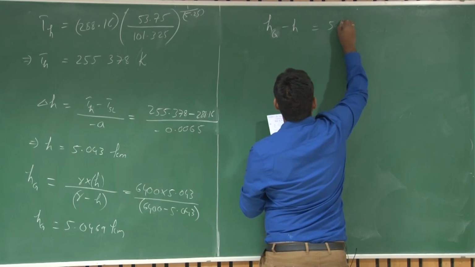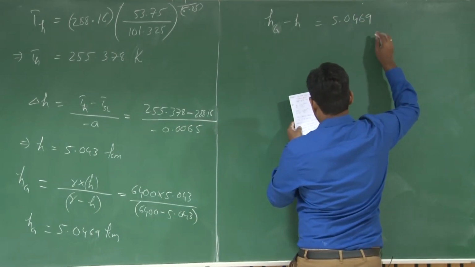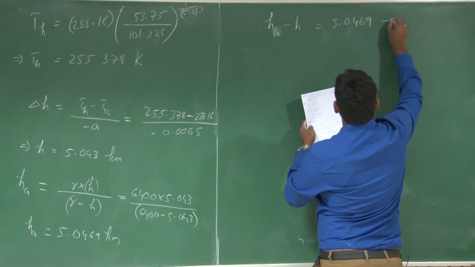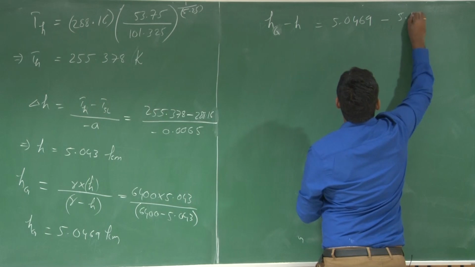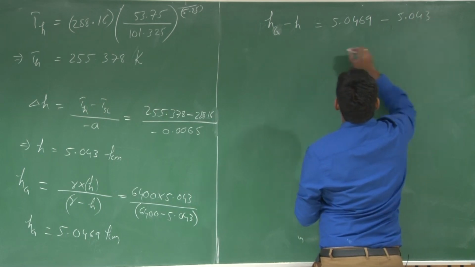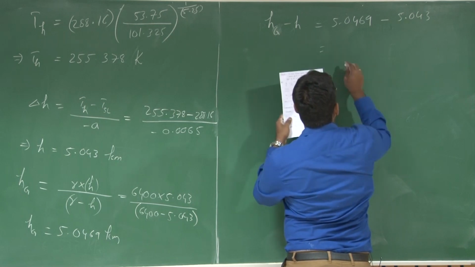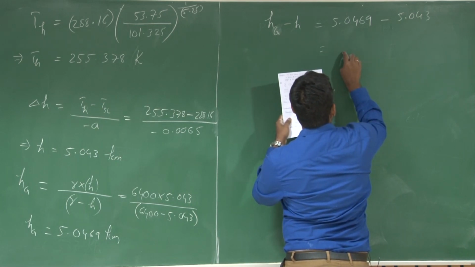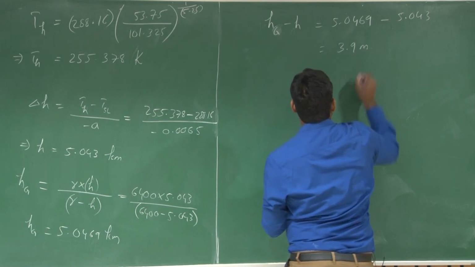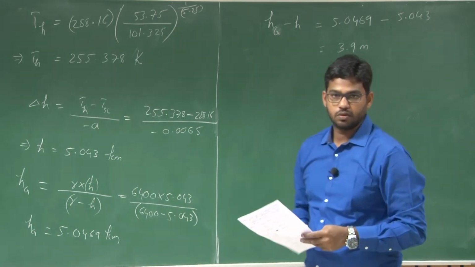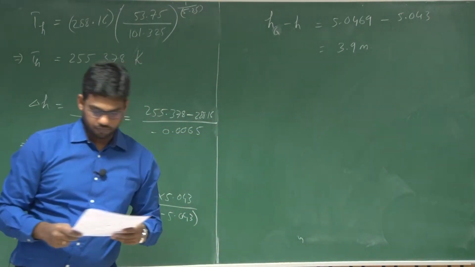Now what is the difference between geometric and geopotential altitude? It's 5.0469 minus 5.043. This is hardly 3.9 meters. So this is the difference between geometric and geopotential altitude, right.